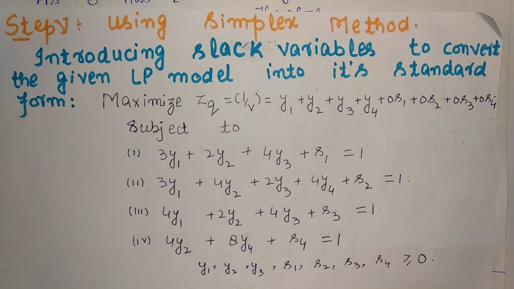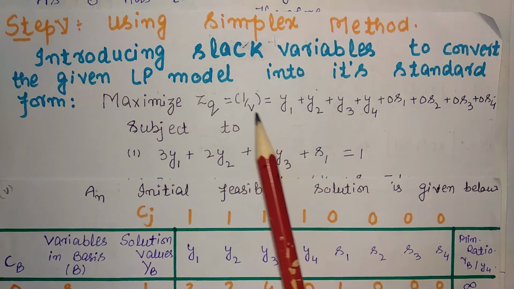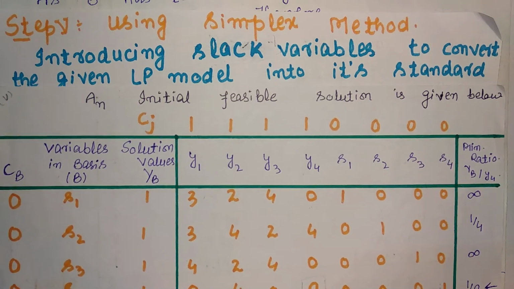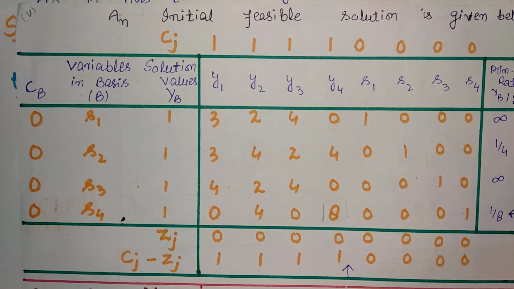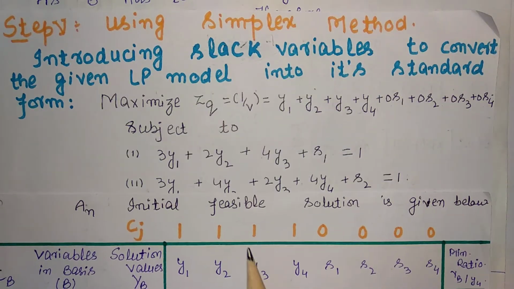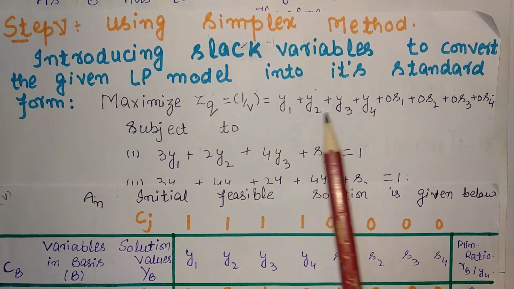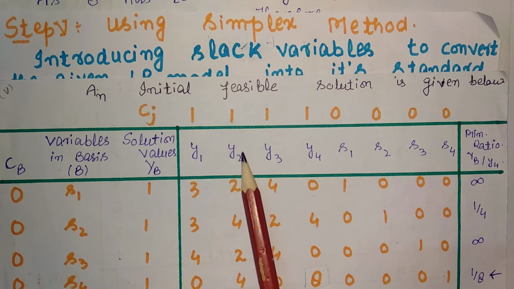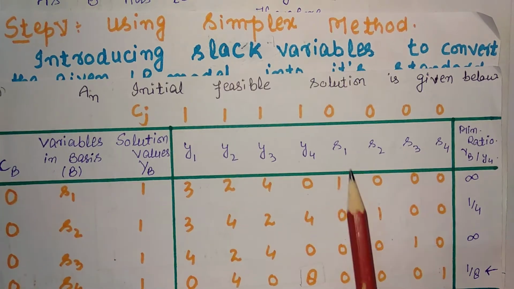Now from the given linear programming model, we will obtain the initial basic feasible solution. So here in the first table, the initial feasible solution is given. First of all, I have written Cj, which are the coefficients of variables in the objective function. Here the coefficients of Y1, Y2, Y3, Y4 are 1, 1, 1, 1, so I have written 1, 1, 1, 1. And the coefficients of S1, S2, S3, S4 are 0, so I will write 0.